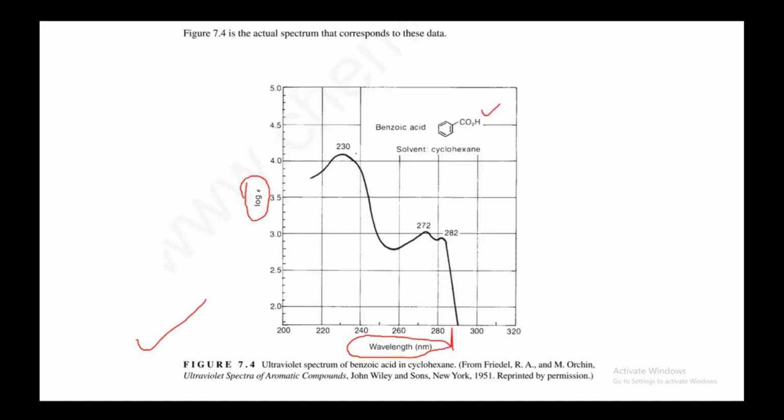Here is the spectrum. As you can see, the wavelength of maximum intensity is 230, but the highest wavelength is 282 and the second highest is 272. And this is the UV visible spectrum of benzoic acid, and the spectrum is plotted with wavelength on the x-axis against absorption.